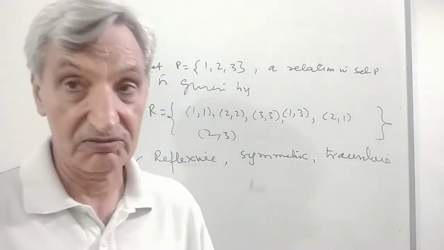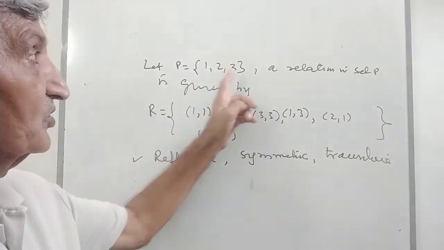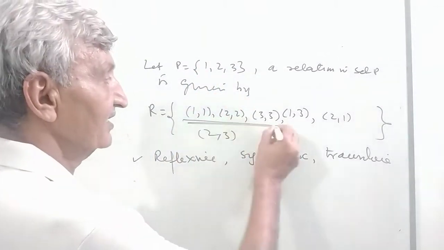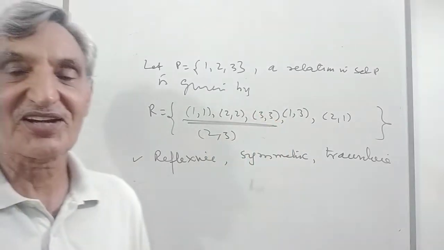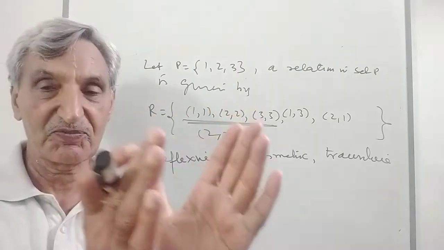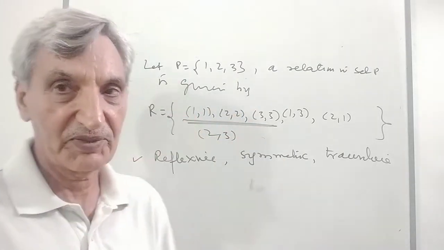First, reflexive. It has 3 elements, 1, 2, 3. It has (1,1), (2,2), (3,3). This is the smallest equivalence relation, if somebody asks me: (1,1), (2,2), (3,3). It holds the reflexive property.